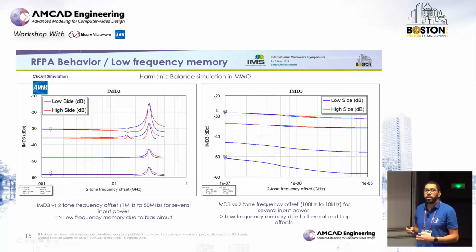On the left side, the low-frequency memory, mainly caused by the bias circuit, will create a strong nonlinearity for 30 MHz tone spacing. On the right side, one can also see very low-frequency memory effects, rather caused by the thermal effects and trapping that occur in the transistor. This parasitic phenomenon is simulated because our transistor compact model integrates both traps and thermal circuits.